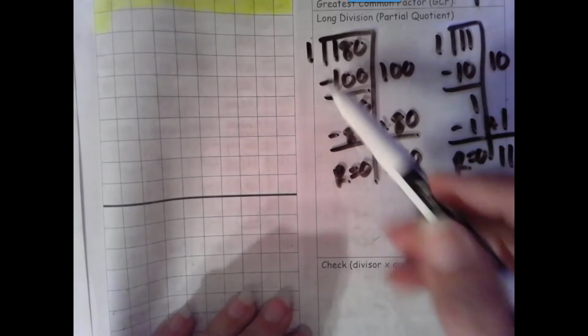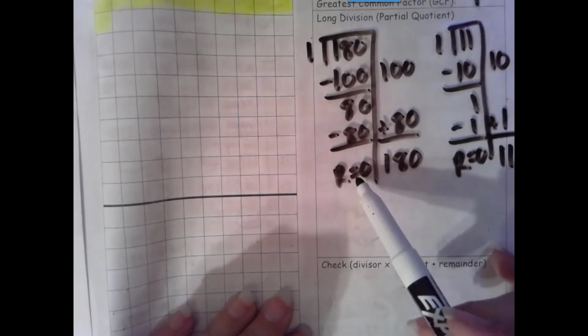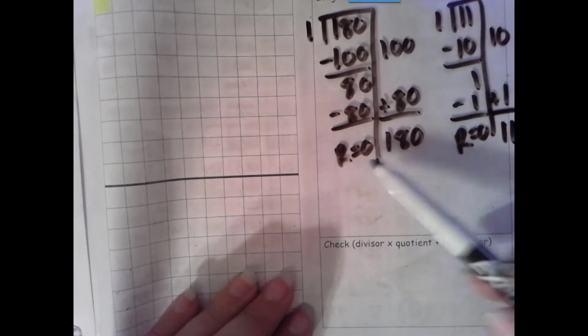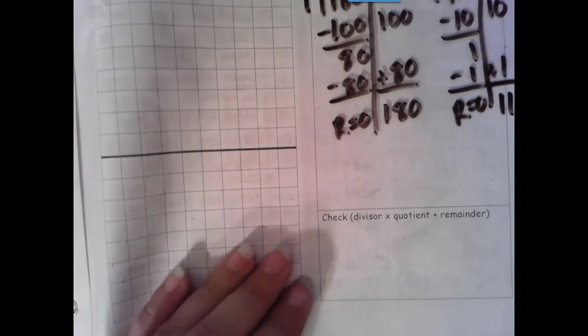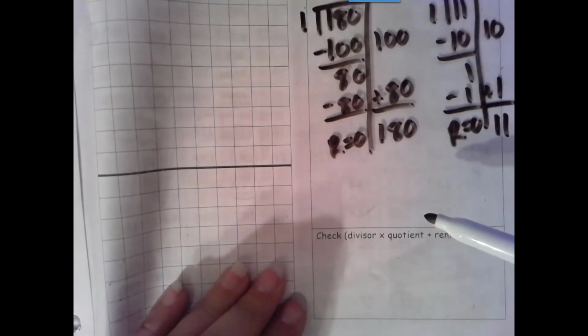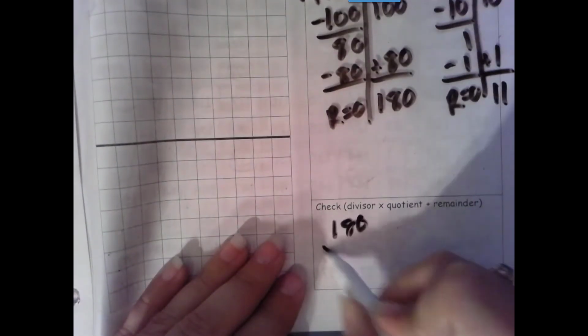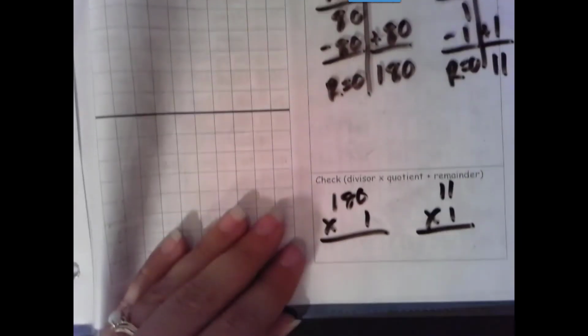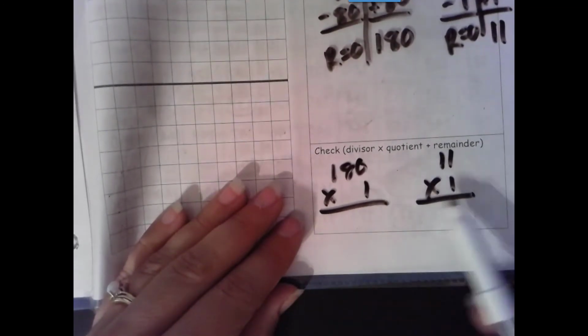Okay, now let's check our answers with our inverse operations. That is the divisor times the quotient plus the remainder. But since our remainder is 0, and the identity property of addition says when you add 0 it stays the same, we don't need to add it. So I'm just going to do my divisor times my quotient. And what I have here on both of these is my identity property of multiplication that says when you multiply by 1, it stays the same.